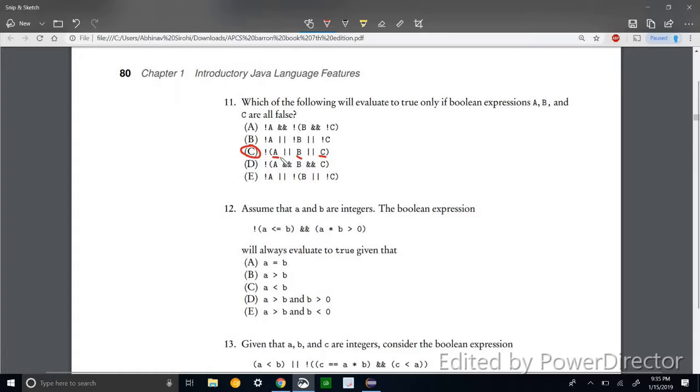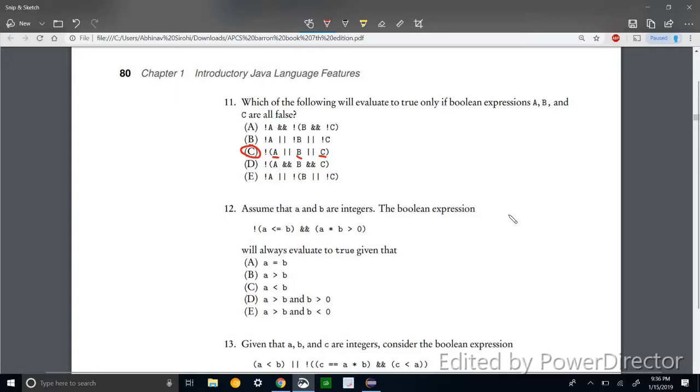even if a single one of these 3 are true, the entire statement will be false because the inside will be true because they're all ors, and the not outside of the parentheses will make the true a false. So all 3 of these have to be false in order for the entire thing to be true. So the answer to number 11 is C.